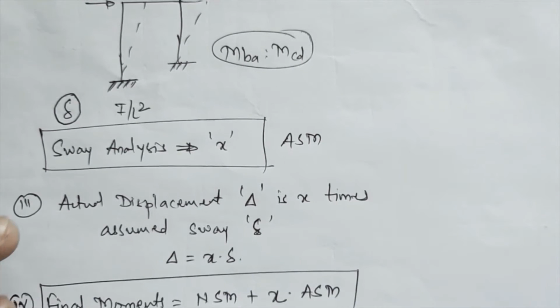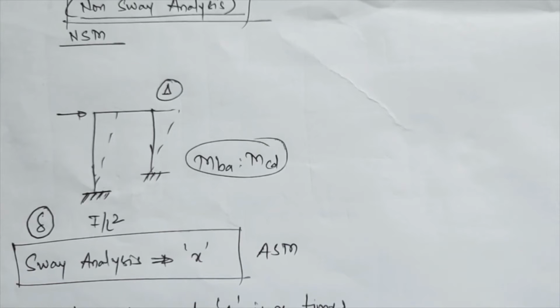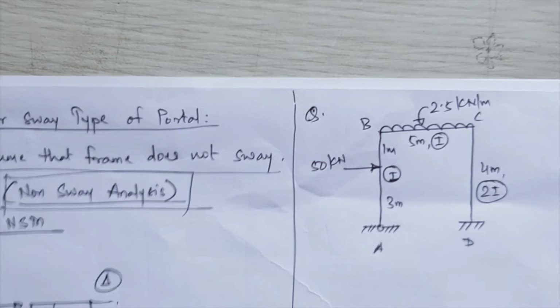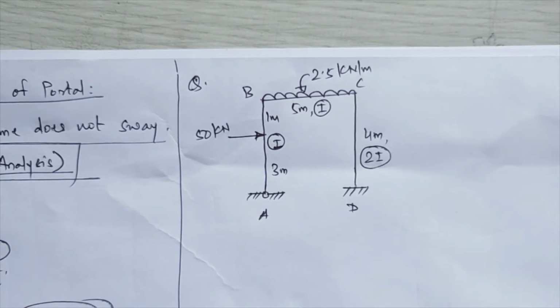Okay, now we'll see one numerical on this so that you will clearly understand how we have to carry out the analysis by the moment distribution method. In this numerical, you have to analyze this sway frame by using the moment distribution method. That is, you have to find out the final moments in this frame.